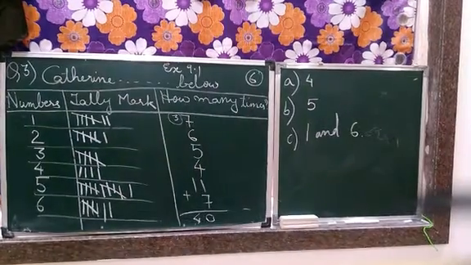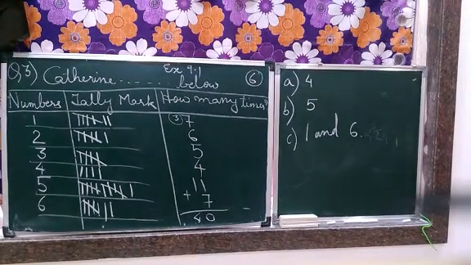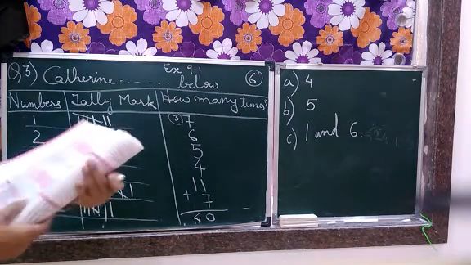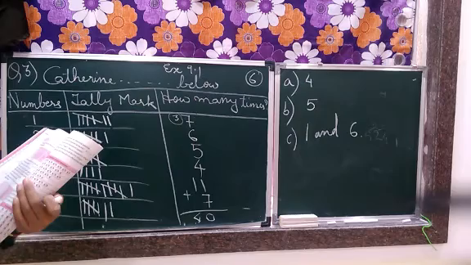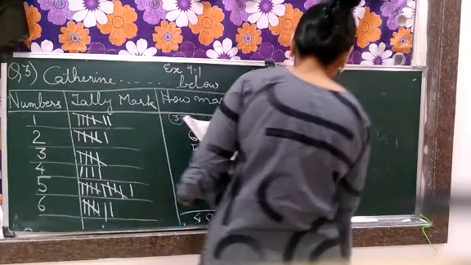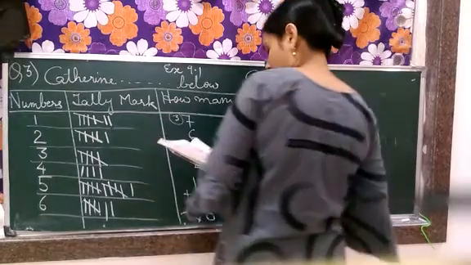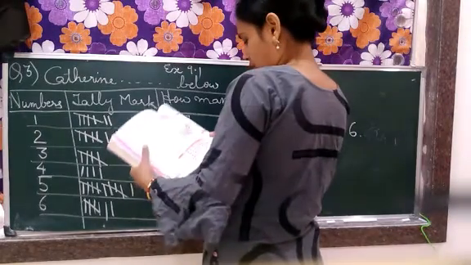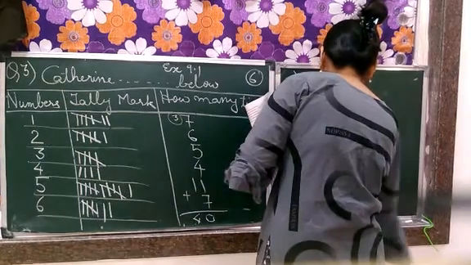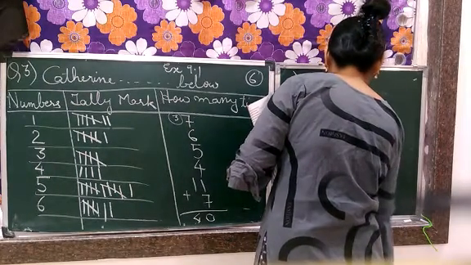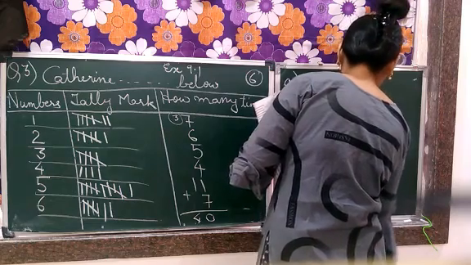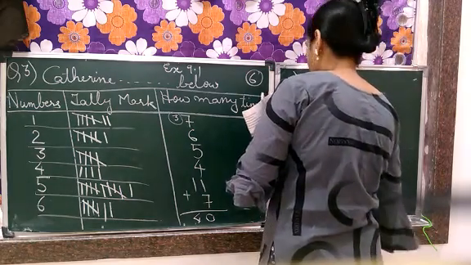Now we are going to start question number 4. Question number 4 is a pictograph. We have to see the pictograph and answer the following questions. So question number 4 we are going to do in the book. I think 4, 5, 6 and 7 all have to be done in book.